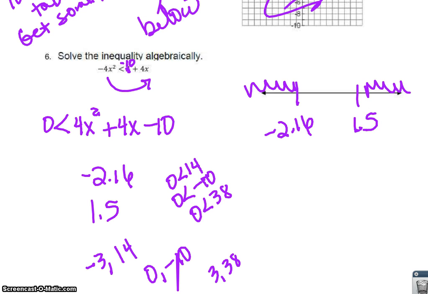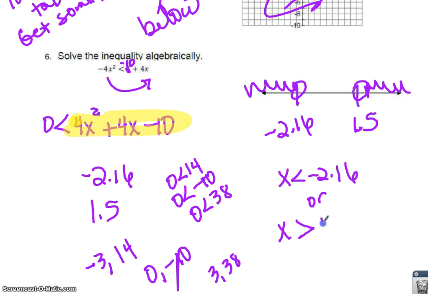I'm replacing this whole side right here with whatever my y value was, and then comparing that to the 0. So now that I know, by the way, this should be open circles because there is no line under it, and I'm going to describe it. x is less than negative 2.16, or x is greater than 1.5.